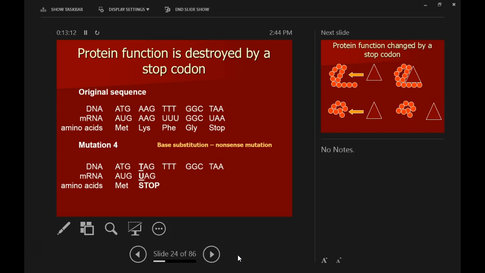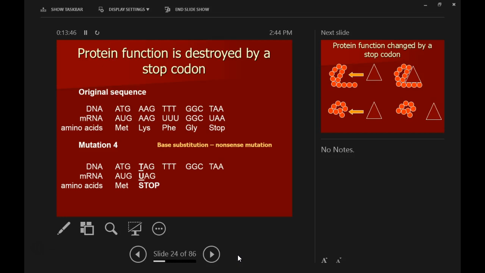Now, we call this a nonsense mutation. That's what nonsense mutations do. They code for premature stops. Now, the reason that we call them nonsense, look at the rest of the gene. Are these two codons going to be translated? No. They might as well be nonsense. None of these are going to be translated. So this is why we call it a nonsense.